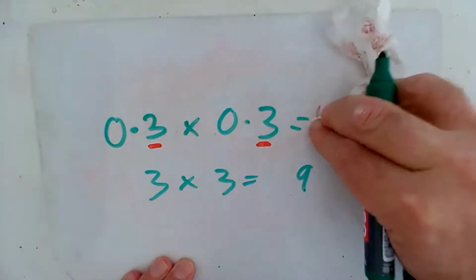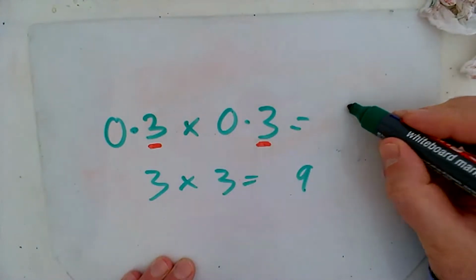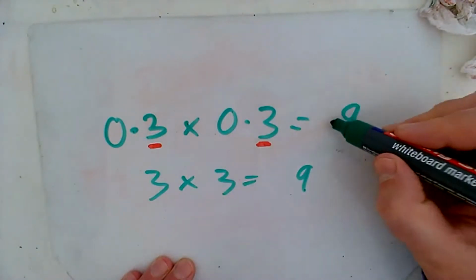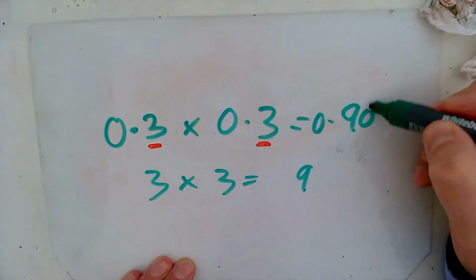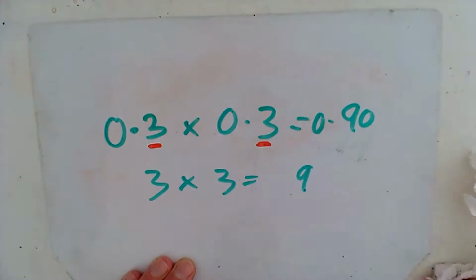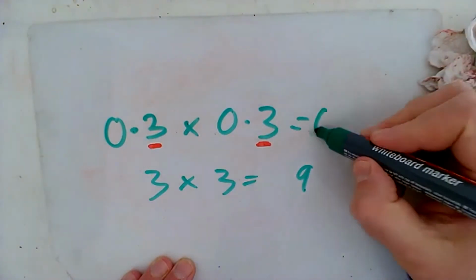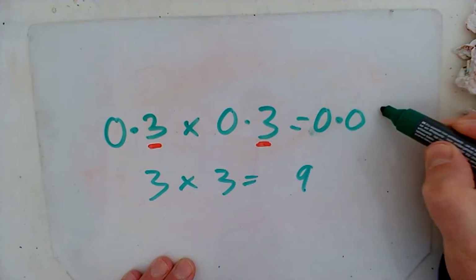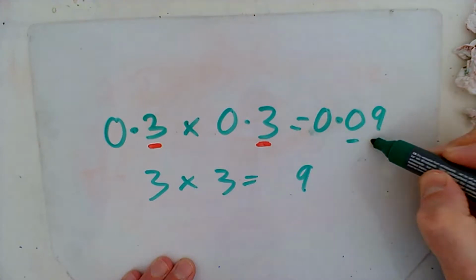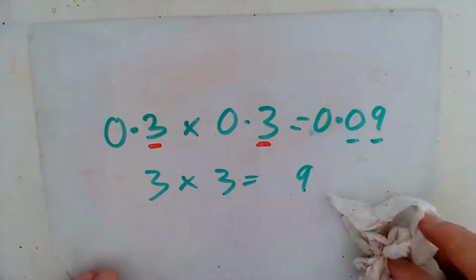Let me just go through that bit again. I know 3 times 3 is 9. I can't do it like this. I can't do 0.90 because that 0 is actually not worth anything. There's no hundredths. I need a 0 first, and if I need 2 numbers after the decimal point, it's 0.09. 2 numbers after the decimal point. So just be careful with that.